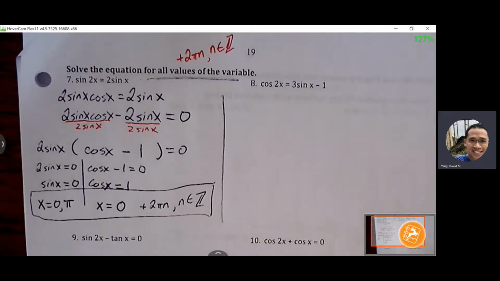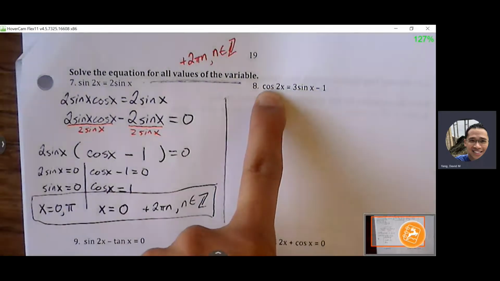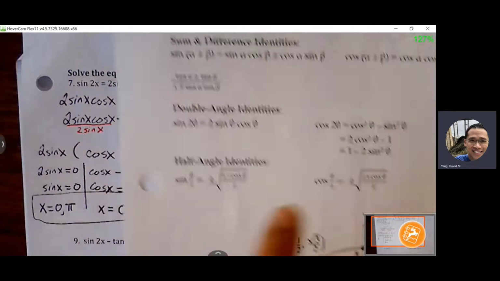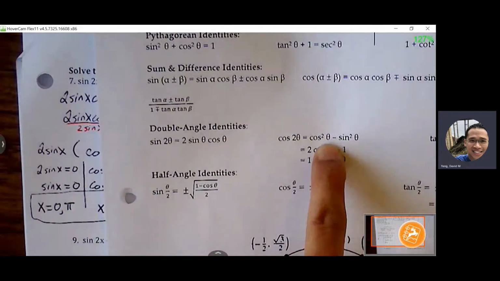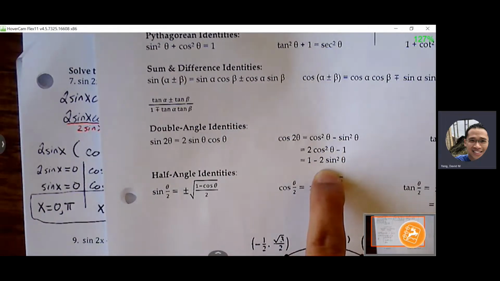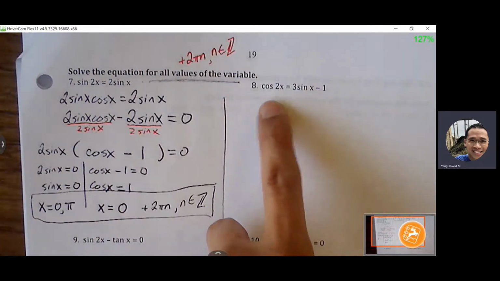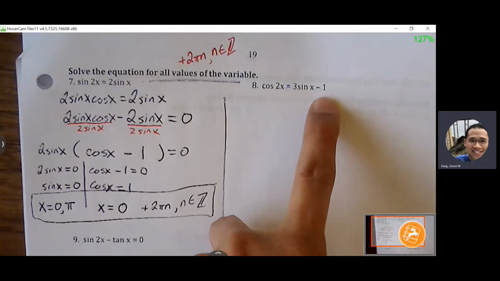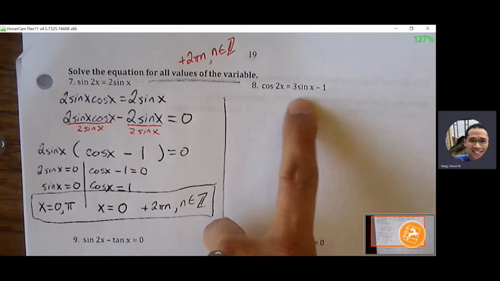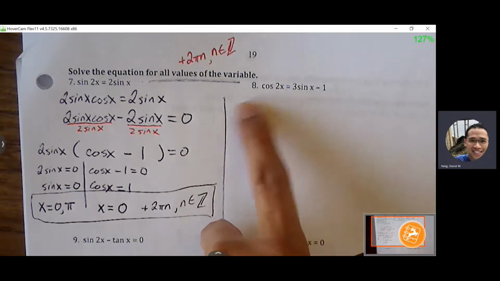Okay, number 8, cosine 2x equals 3 sine x minus 1. We do want to expand that cosine 2x out. We have 3 variations. We have cosine squared minus sine squared. We have 2 cosine squared minus 1. We have 1 minus 2 sine squared. Technically, all of them can help us get to the answer, but we want to try to move towards our answer in the most efficient way. So look at what else is used in this equation. Okay, what do you think would be the best option for us to choose?